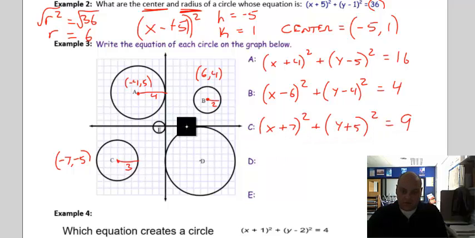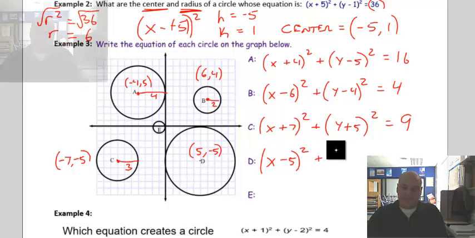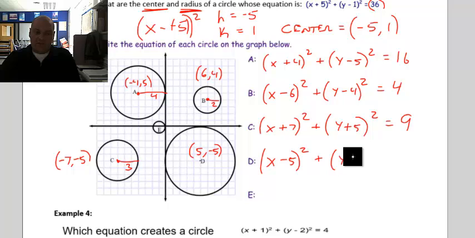D is 1, 2, 3, 4, 5. 1, 2, 3, 4, 5. So it's 5, negative 5. D is 5, negative 5. So when you plug that in, this 5 actually becomes minus 5, x minus 5. And then this negative 5 is going to become y plus 5 squared, and then equals, what's the radius? 1, 2, 3, 4, 5. The radius is 5. So 5 squared, 25.